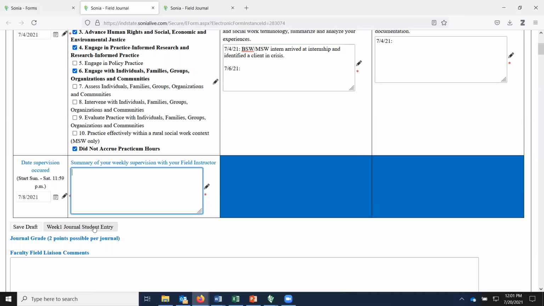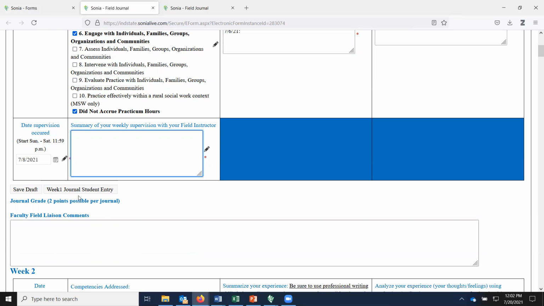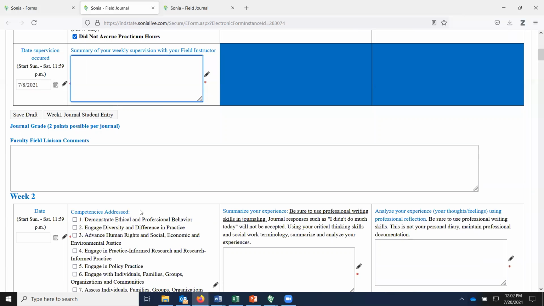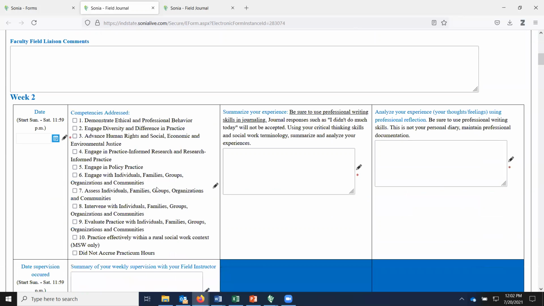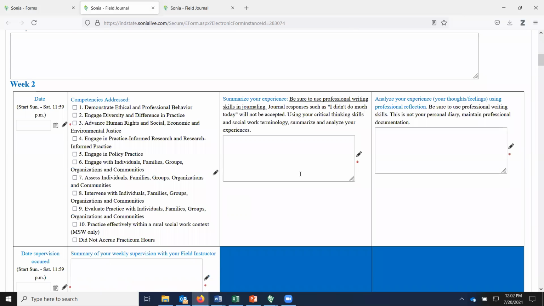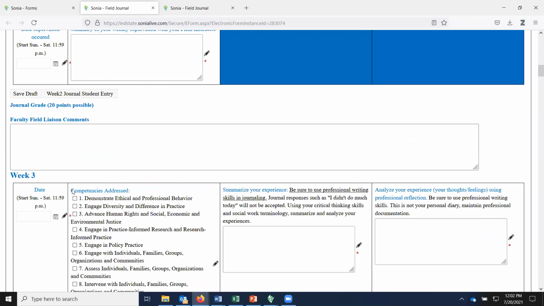Then again, you just hit your Journal 1 submission on whatever the due date is that you submit it, and this will send automatically to your course instructor. Your course instructor is going to get your journal, they'll review it, and then they can write feedback in here and send it back to you so that you can go on and do week 2 and submit your journal for week 2, and so on. That just continues for every week.